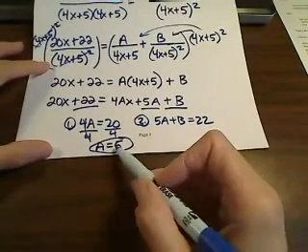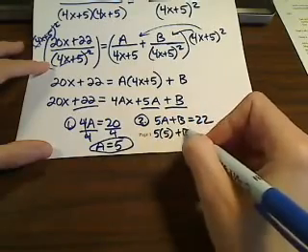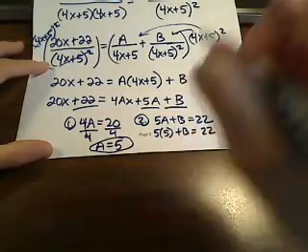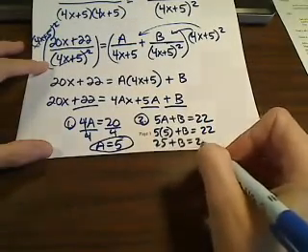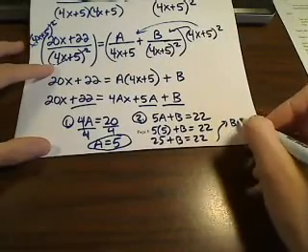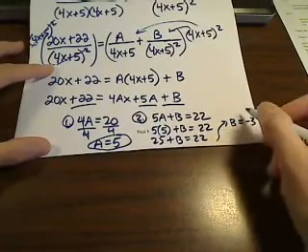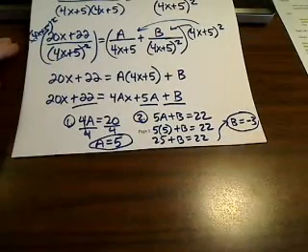Now, I already found what a is, so I can plug that in here. I have 5 times 5 plus b is equal to 22. So this is 25 plus b equals 22. And when you subtract your 25 to the other side, you're going to get b is equal to a negative 3.